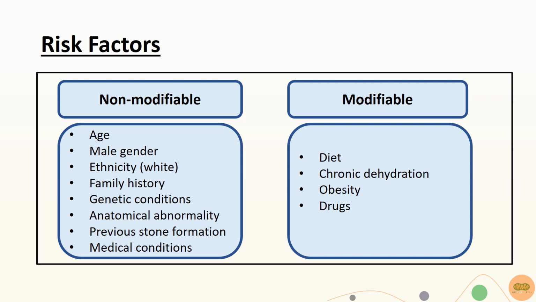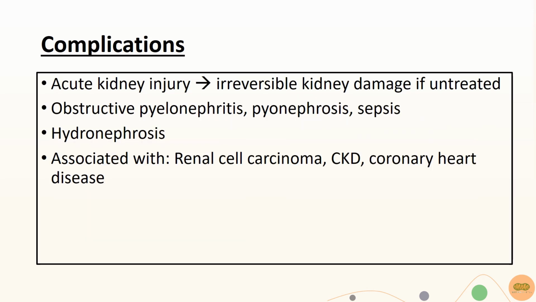Risk factors can be categorized into non-modifiable and modifiable risk factors. Non-modifiable risk factors include older age, male gender, white ethnicity, and anatomical abnormalities. Modifiable risk factors include excessive dietary intake of oxalate, urate, sodium, and animal protein, dehydration, and drugs. Complications of this include AKI, which will lead to an irreversible kidney damage if left untreated, obstructive pyelonephritis, sepsis, and hydronephrosis. Renal and ureteric stones are also associated with increased risks of renal cell carcinoma, CKD, and coronary heart disease.